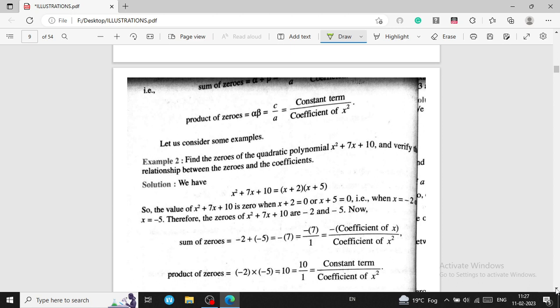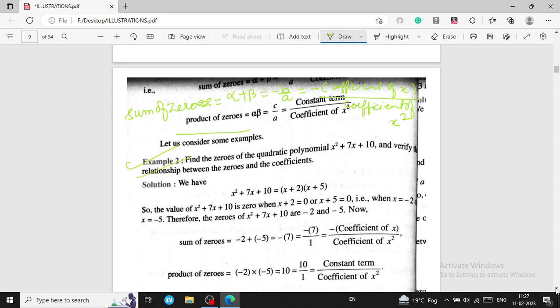Now the next question is related to the sum of zeros. The sum of zeros, alpha plus beta, is equal to minus b over a, and the product of zeros, alpha beta, is equal to c over a, the constant term over the coefficient of x square. Here we can say minus the coefficient of x over the coefficient of x raised to power 2.